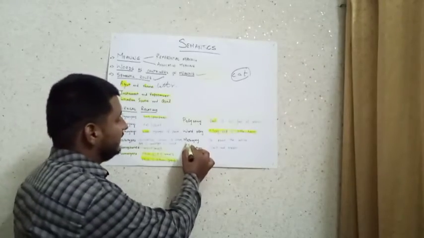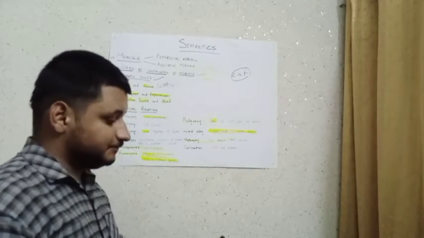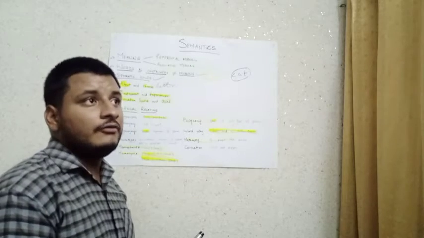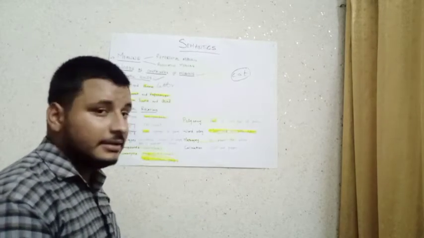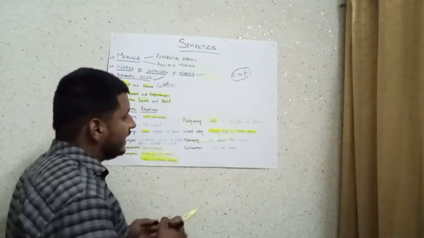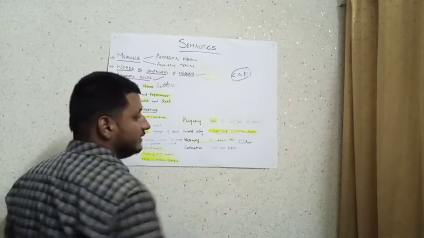The second last category is metonymy. Metonymy is the category when we use another word instead of the existing word. For example, he drank the bottle. Now, we can say that he drank the water, but here we said he drank the bottle.